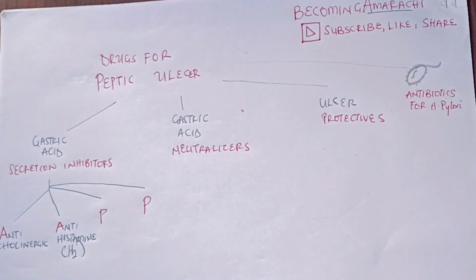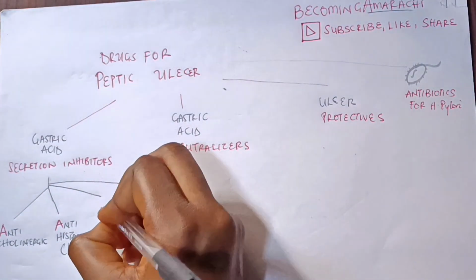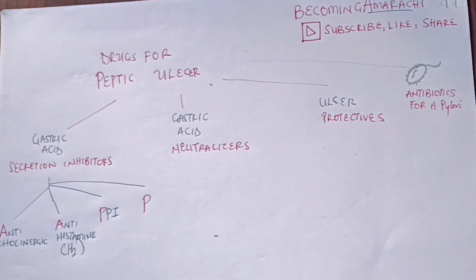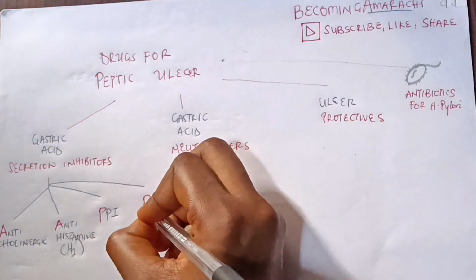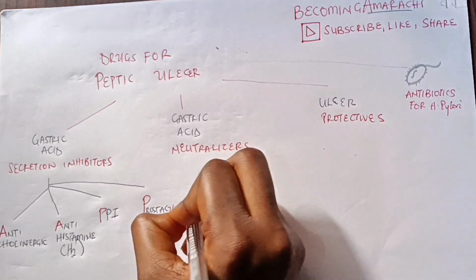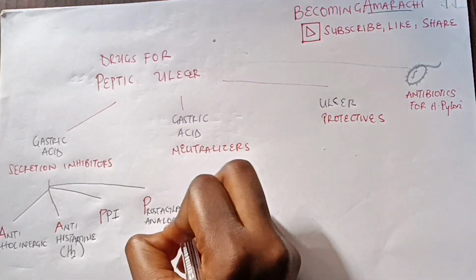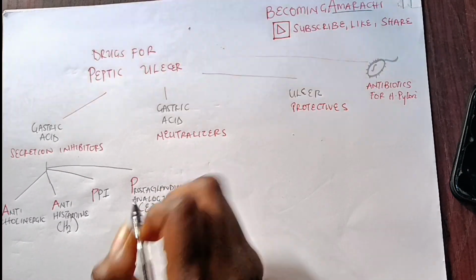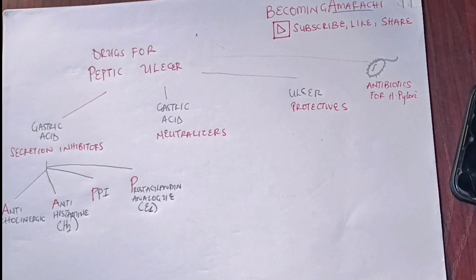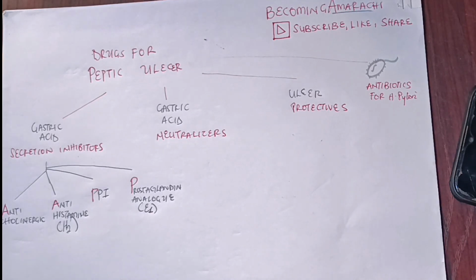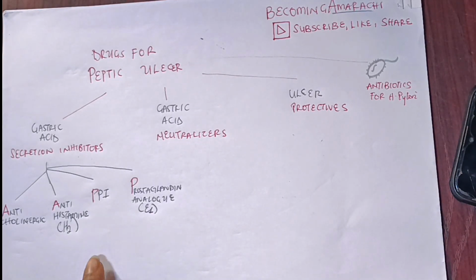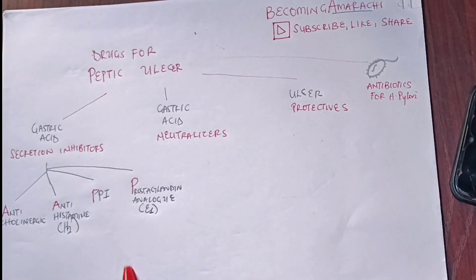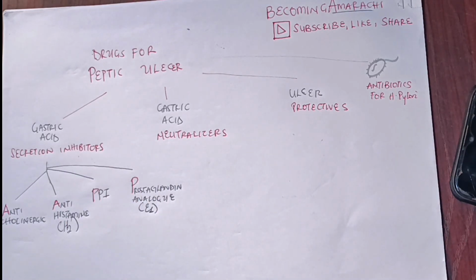receptors. So H2. Then the other P is what? Proton pump inhibitors. That's the PPIs. Then the other P is prostaglandin analog, and the analog we have here is usually E1 analog. Okay, so I'll go ahead to list the drugs. Then we have anticholinergic, antihistamine, proton pump inhibitors, and prostaglandin analog, the app.